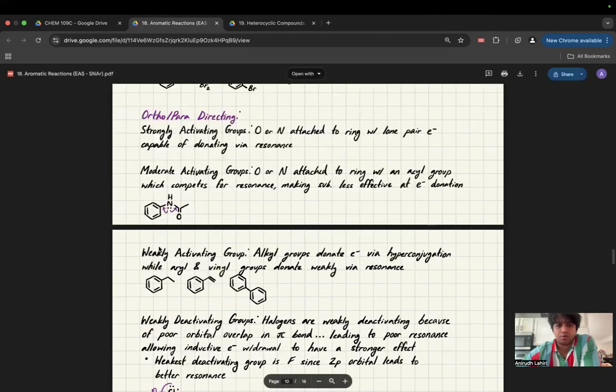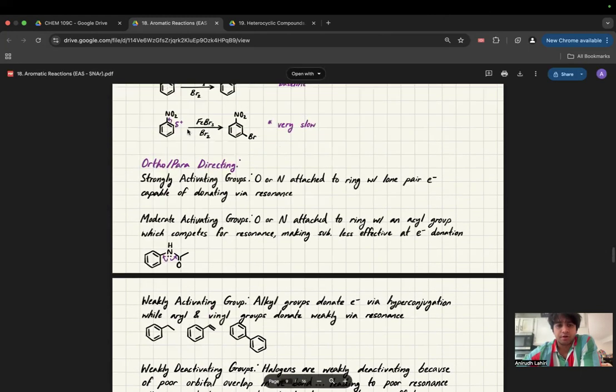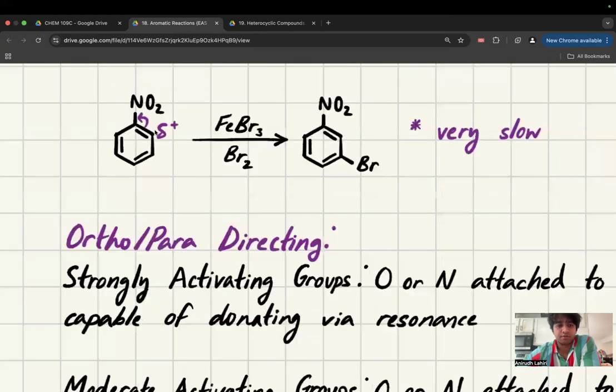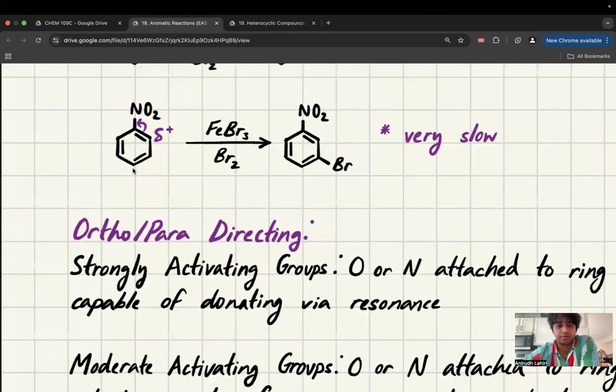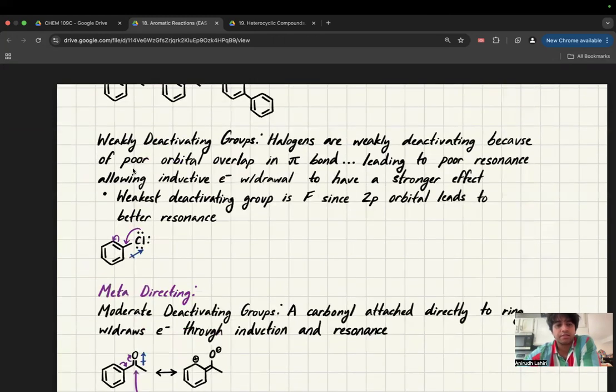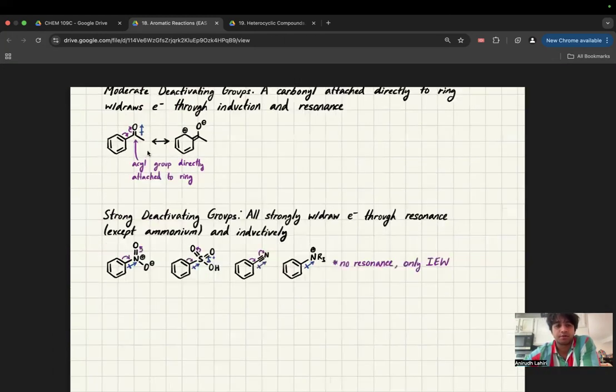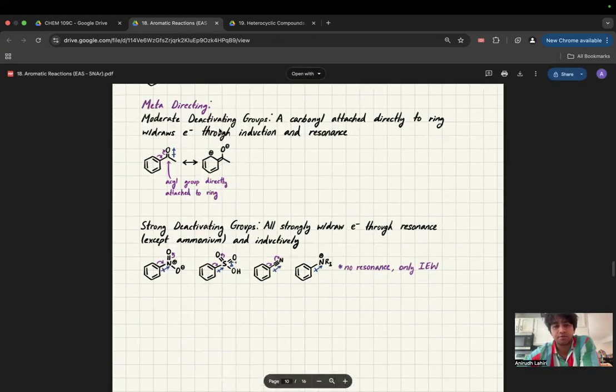Okay, so all of these are ortho and para directing. So again, in modes of reactivity, we'll attach here, here, or here. Okay. So weakly deactivating groups, okay, meta-directing groups. So these are moderately deactivating groups, which is basically a carbonyl directly attached to the ring, which draws electron density through induction and resonance. Strongly deactivating groups also withdraw electrons through resonance, except ammonium, and as well, they do it inductively.